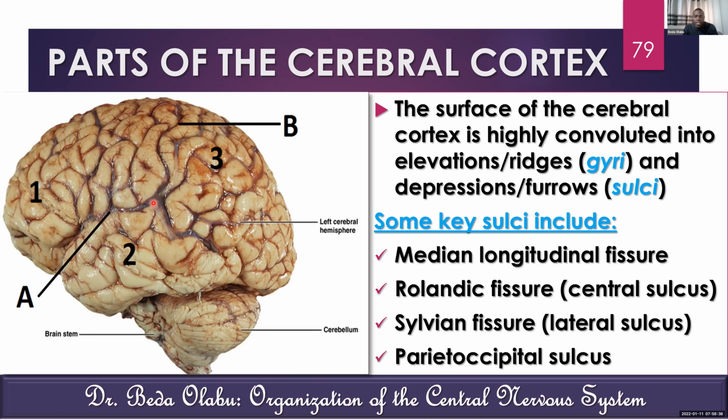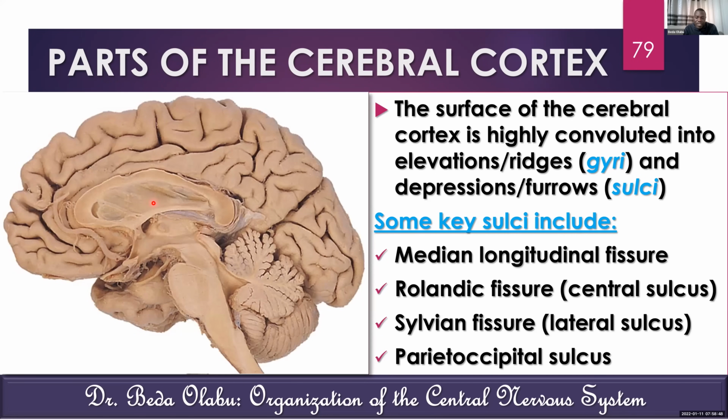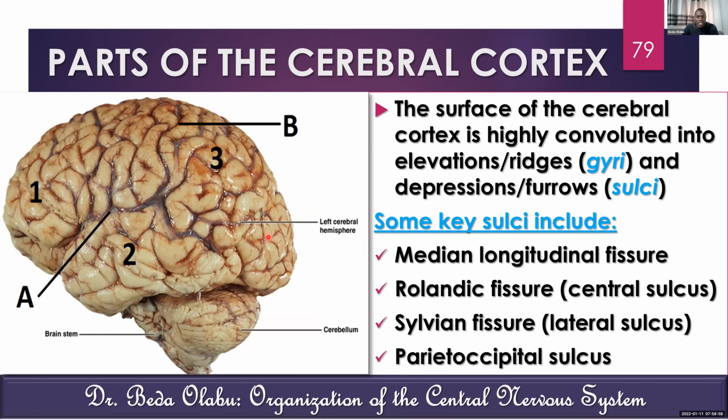And lastly, we have another one known as the parietal occipital sulcus. The parietal occipital sulcus is best seen from the medial aspect, which is this one here. So we don't see it nicely from the lateral aspect, except just a notch of it, that one, which we call the parietal occipital notch.